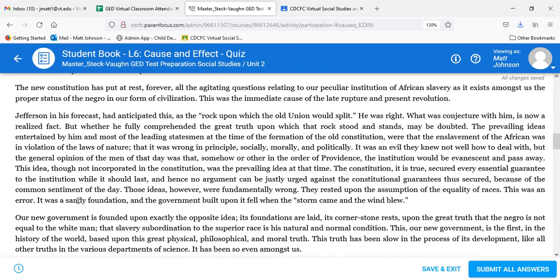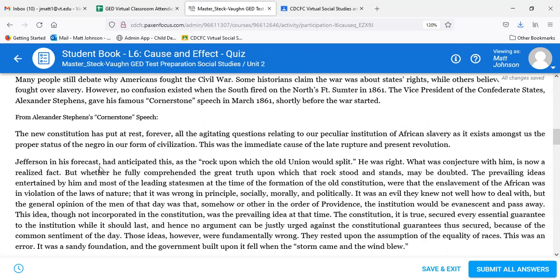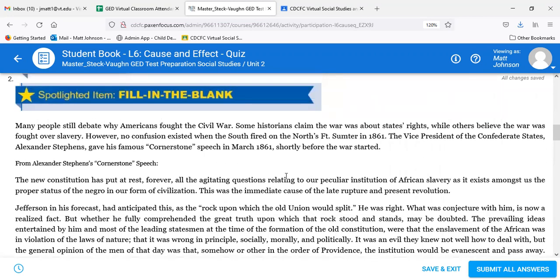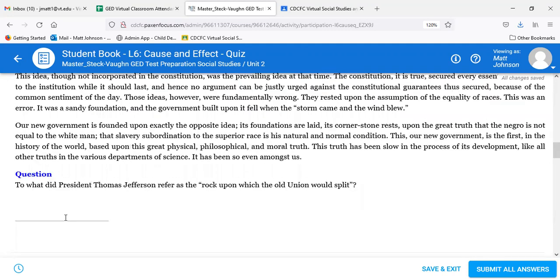So it's always alluded to here, but it says Jefferson in his forecast had anticipated this as the rock upon which the Union would split. And then up here it mentions the peculiar institution of African slavery. Oddly enough, Jefferson himself was a slave owner, but they saw this brewing for a long time, right? Even as early as the days when Jefferson was the third president of the United States, they could see that it was going to be an issue at some point. And that's something else that the passage points out. So yeah, slavery for number 2.